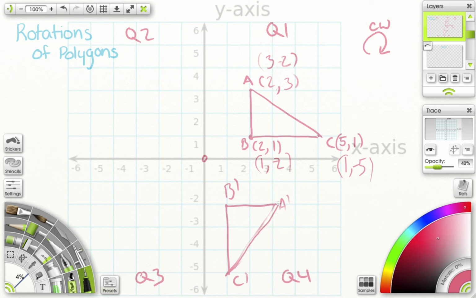Our 180-degree rotation, the numbers stay in the same spots. They just both become negatives. So A becomes -2, -3. And then I apply the same rules to all my other points.